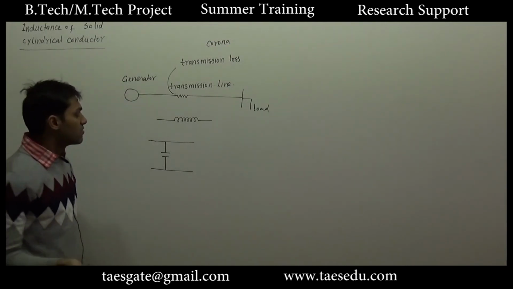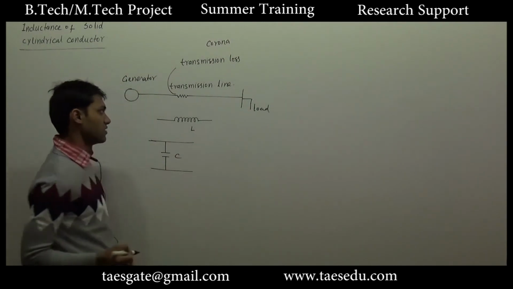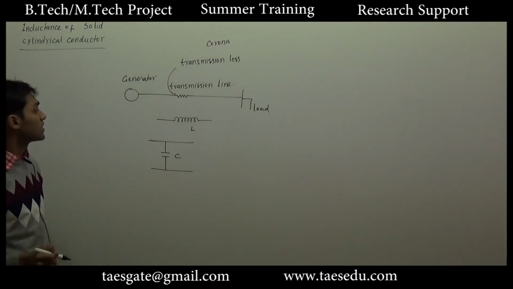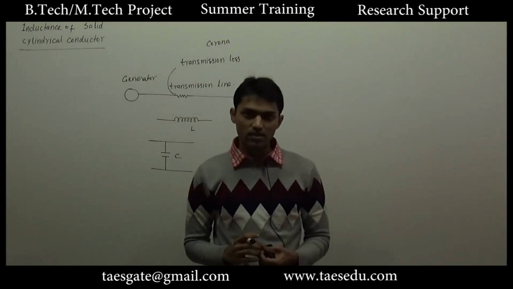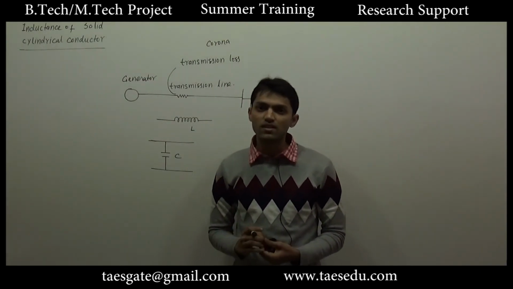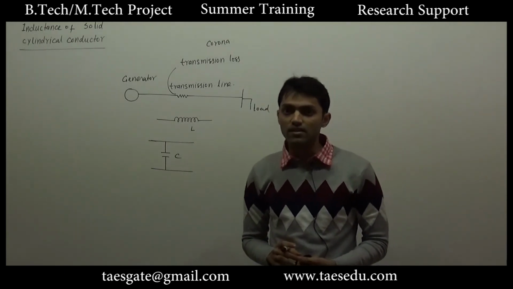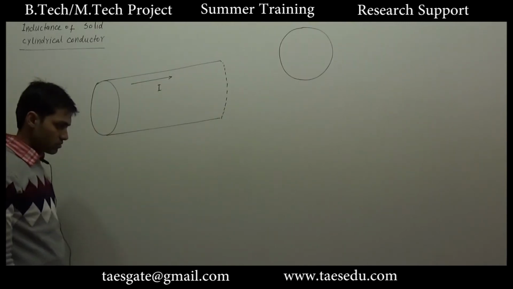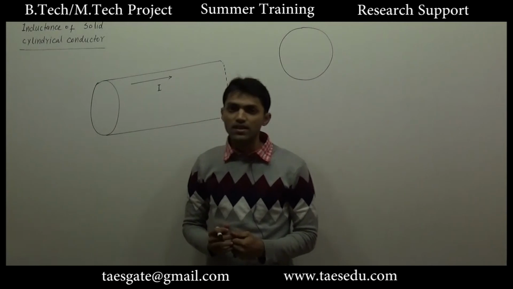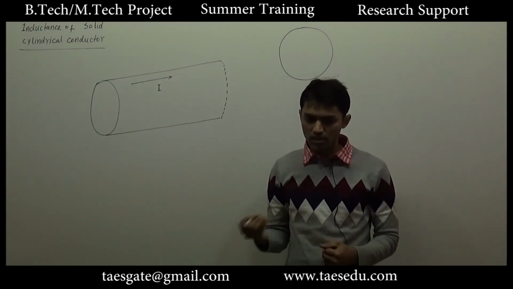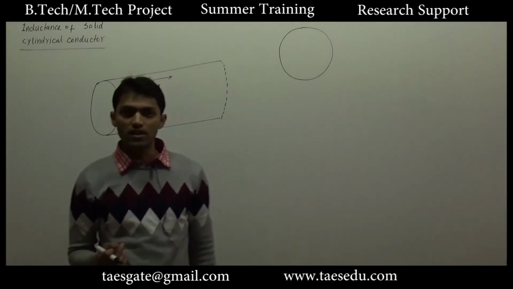In the coming lectures, we will be studying how to calculate inductance and capacitance of line. In the present lecture, most of the conductors are cylindrical conductors, so we will be studying how to find out inductance of a solid cylindrical conductor. To find out inductance of a solid cylindrical conductor or of any conductor, let us first discuss what is the method to find out inductance.